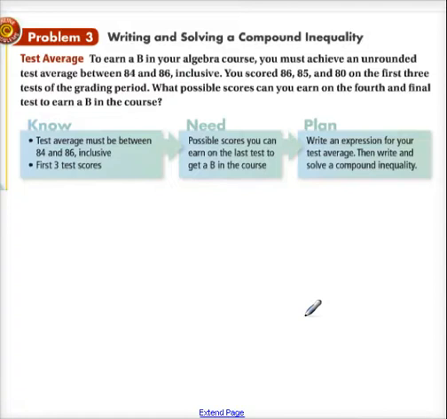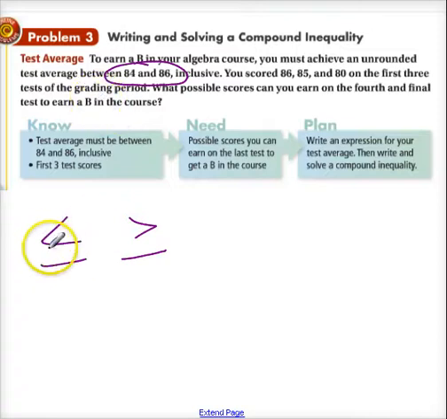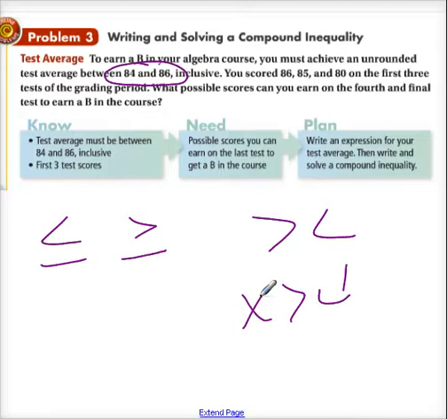All right. Now we're going to write and solve our own compound inequality. It's important to know how to do this. You're going to see problems like this a lot in our book with this lesson. To earn a B in your algebra course, you must achieve an unrounded test average between 84 and 86 inclusive. The word inclusive, this is good to know, means greater than or equal to, less than or equal to symbols. So inclusive means it includes that point. Exclusive would be these symbols. So like x is greater than 4, that's exclusive because it doesn't include 4. This is inclusive because it does.